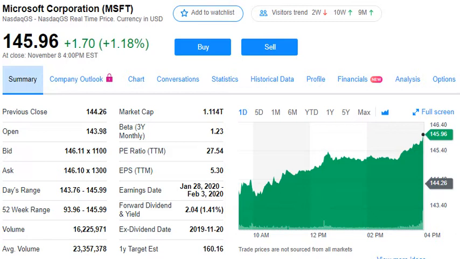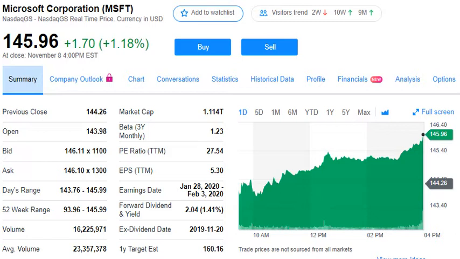Now the next one you see down there is the volume. That is the total number of Microsoft shares that traded for that day. Now that is a combination of buy and sell. For every buyer there has to be a seller, and vice versa. So Friday, November 8th, there were 16,225,971 Microsoft shares that were traded.